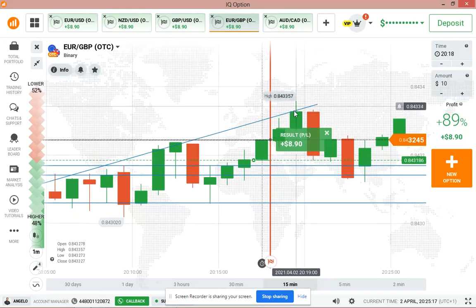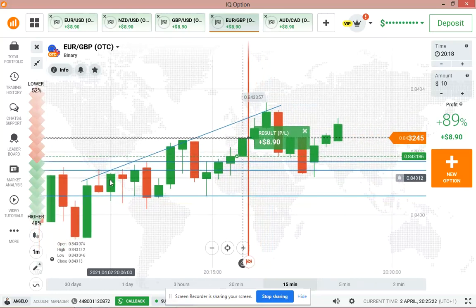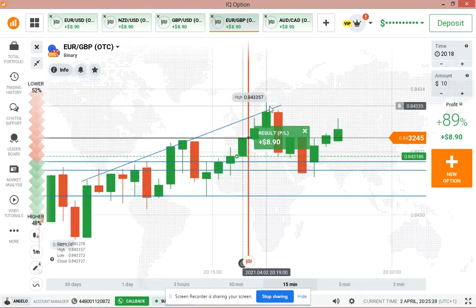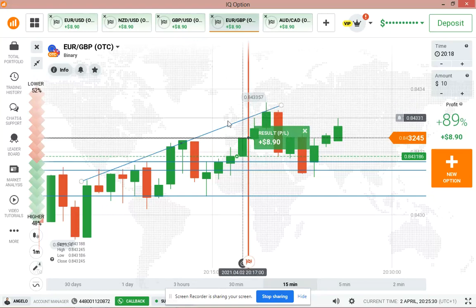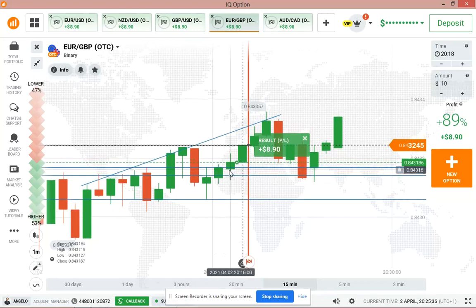This is where I expect sellers to enter, and sellers did enter from that level. This level is where the buyers entered. Now I quickly observe that the market is moving like this. So the next level for sellers to enter is here. So I use this area here to observe if truly the sellers will enter.